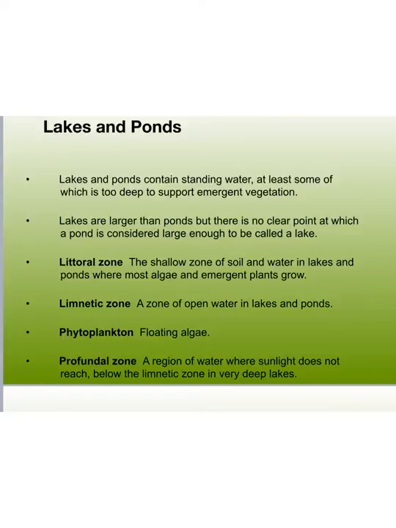The limnetic zone is a zone of open water in a pond or lake. In this zone, rooted plants can no longer survive. Sometimes you see floating algae, phytoplankton, but those are really the only type of photosynthetic organisms you see. The limnetic zone extends as deep as the sunlight can penetrate, and very deep lakes can also contain a profundal zone. Because sunlight does not reach this zone, producers do not survive there.